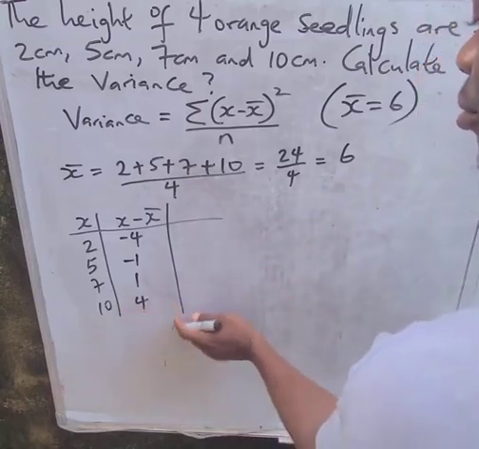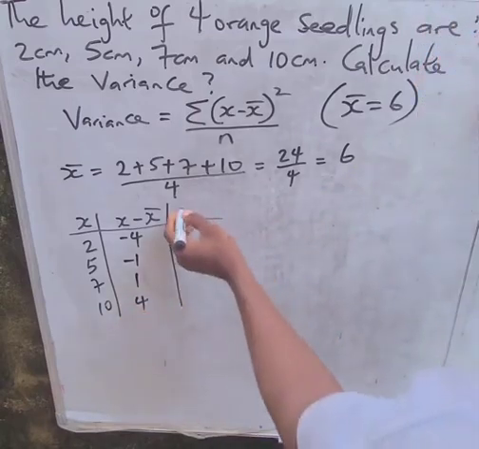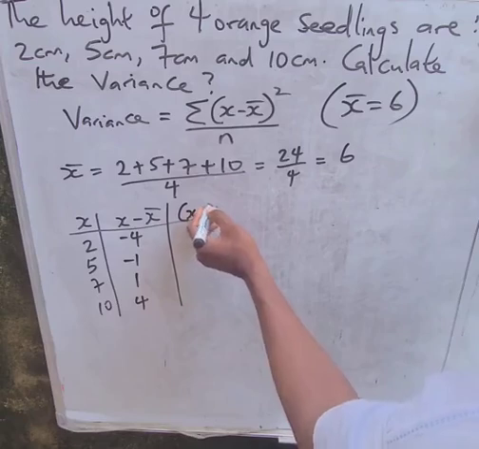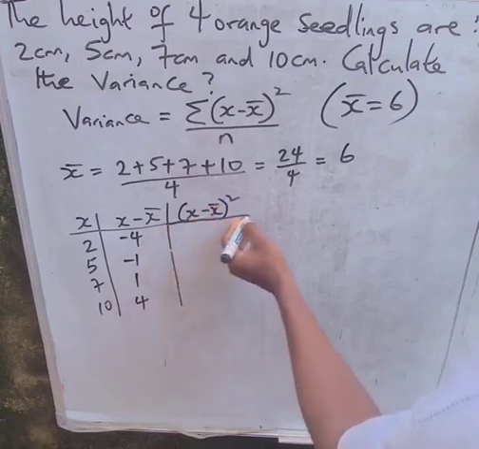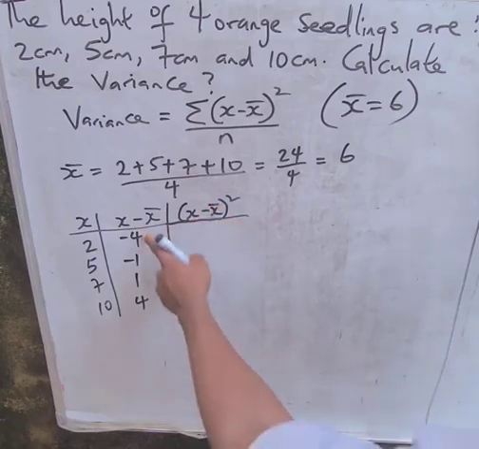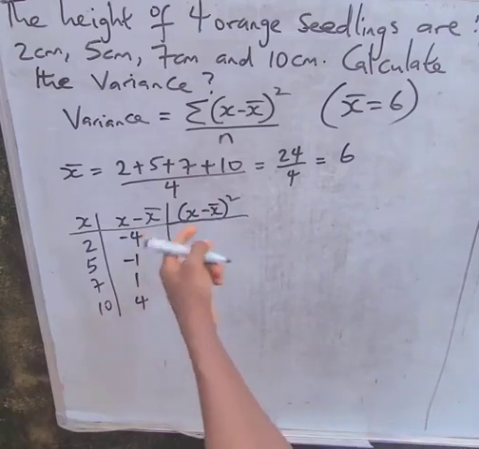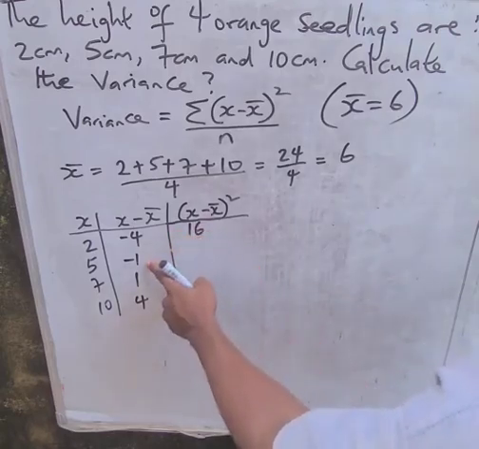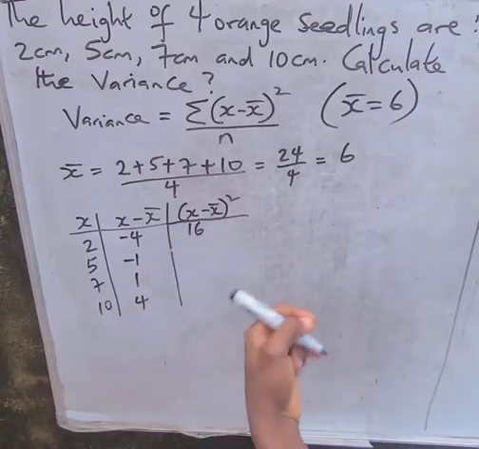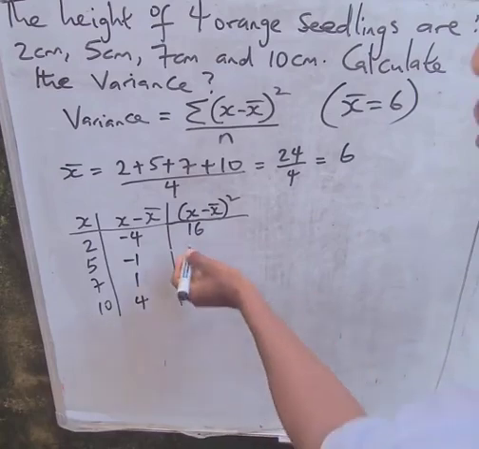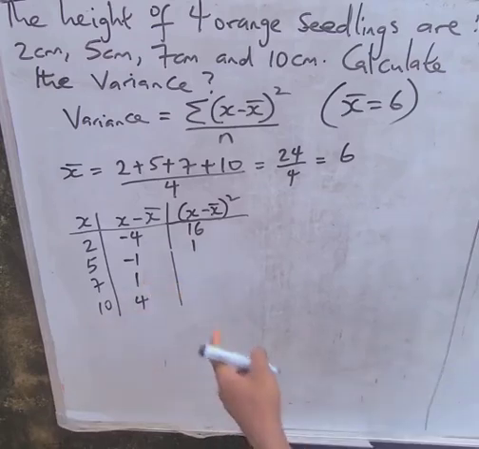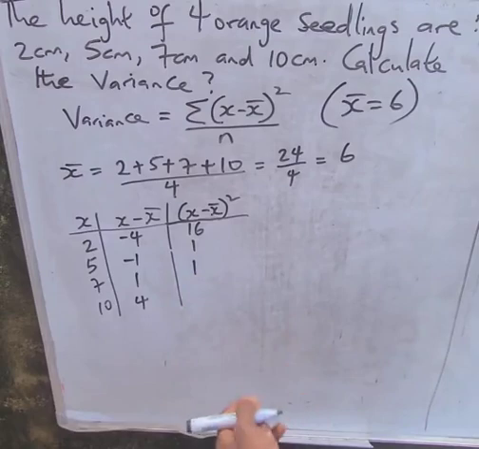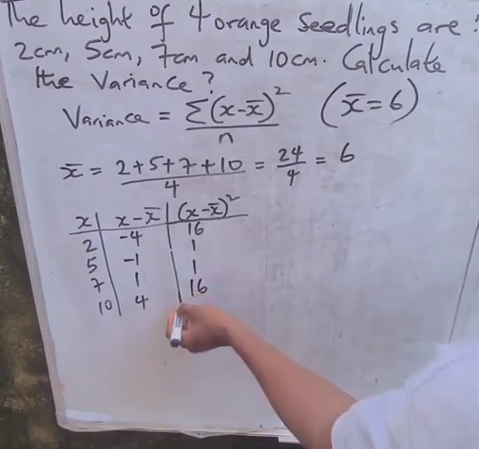You write it here. And once you're done with that, you have another column for x minus x bar all squared. So we need to square this. When you square minus 4, that is minus 4 times minus 4, it gives you 16. Minus 1 squared is minus 1 times minus 1, which is 1. 1 squared is 1 times 1, you have 1. 4 squared is 4 times 4, that is 16.